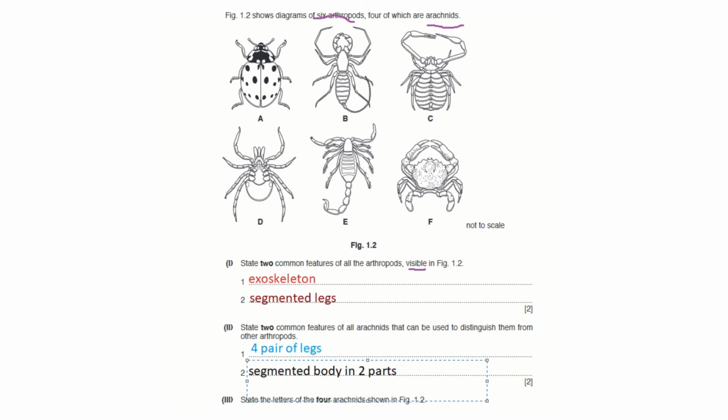Last, they ask us to state the letters of the 4 that are arachnids. 4 pair of legs, yes. 4 pair of legs, indeed. 4 pair of legs. Yes. So B, C, D, and E are all arachnids.